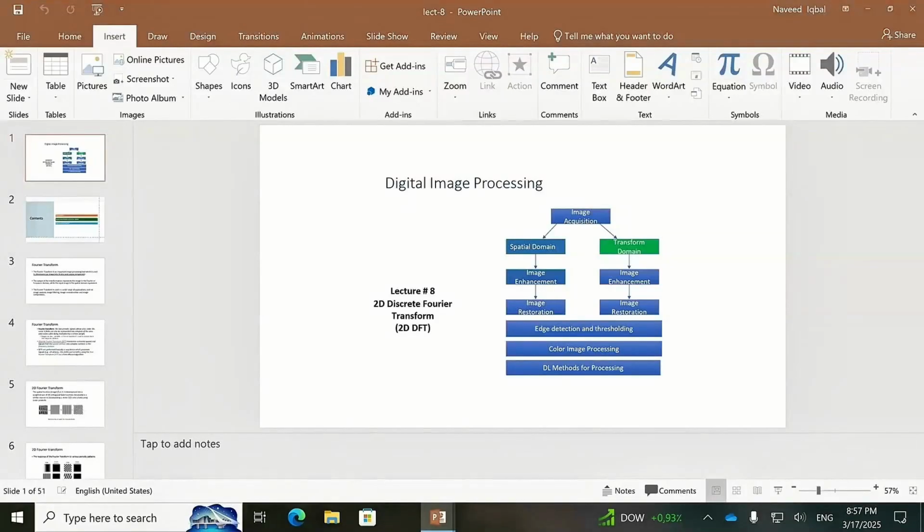We were doing Fourier Transform. Last time we finished 1D. So now we will move to 2D. In the last class we started the 1D transformation, right? And I spent a lecture on it because it covers the basics.